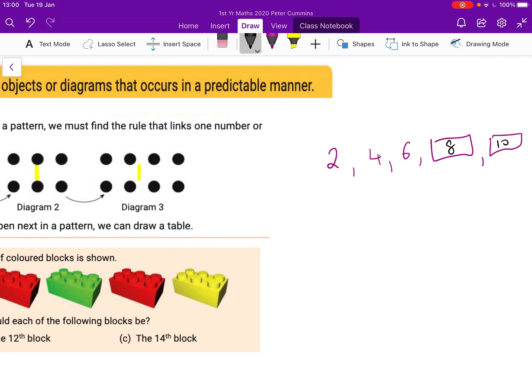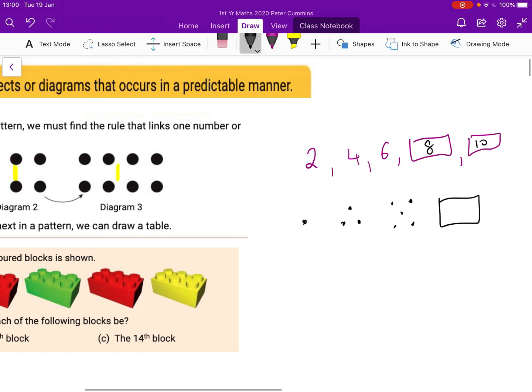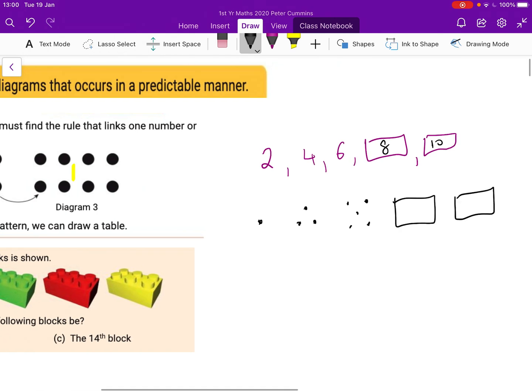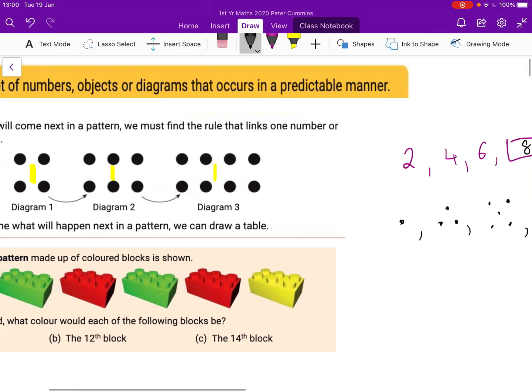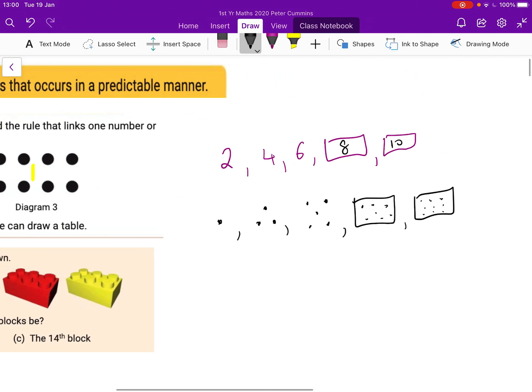I'm sure if I said to you that I have 1 dot and then I have 3 dots, and then I have 5 dots, you could, in the boxes, draw for me the next 2 amounts of dots. Obviously it's going to be 1, 2, 3, 4, 5, 6, 7 dots in there, and this is going to be 1, 2, 3, 4, 5, 6, 7, 8, 9 dots in there. So it occurs in a predictable manner, so you should be able to guess the next 2 by the pattern.